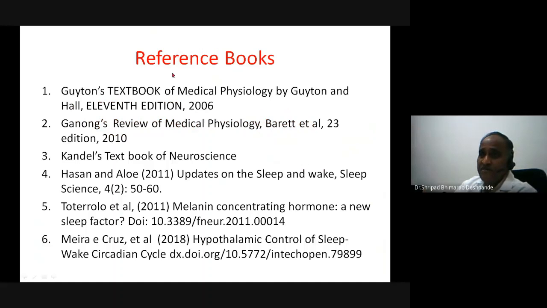Till then, I am giving you the references. I have referred to these books: Guyton, Ganong, and Kandel's Neuroscience. I have taken one of the figures from Ganong, and we have some updates from Hassan and Aloy, updates in sleep-wake, which produces good reading material for you. And some of these factors appeared in Frontiers in Neurology, where melanin concentrating hormone is reviewed, and Mira Ekruj et al. talk about how the control of the sleep, wake, and circadian cycle is happening. This is there in the IntechOpen book chapter.